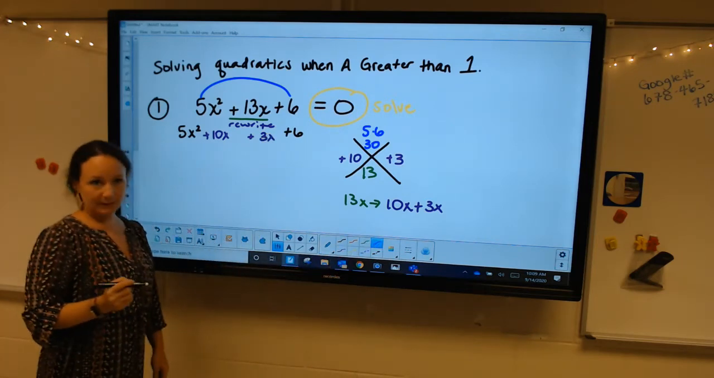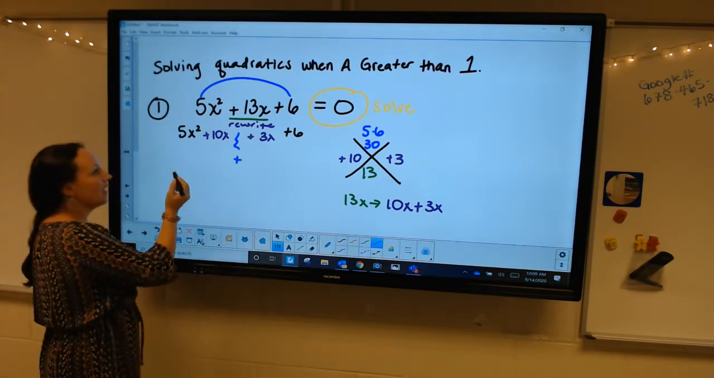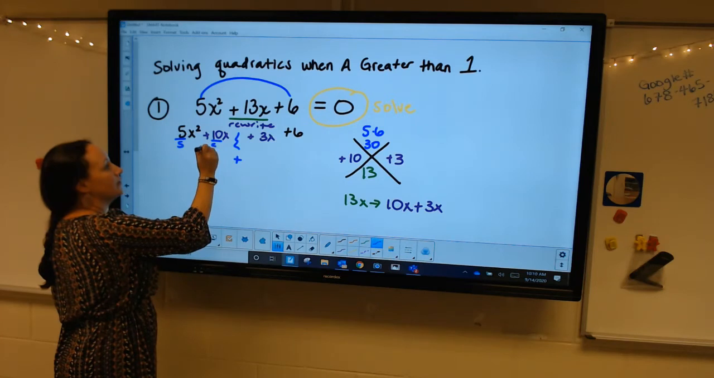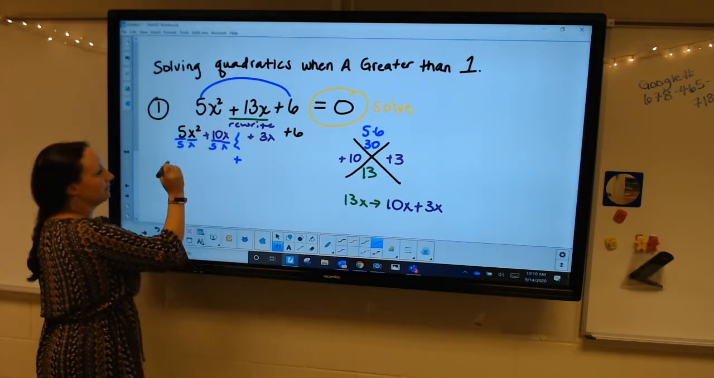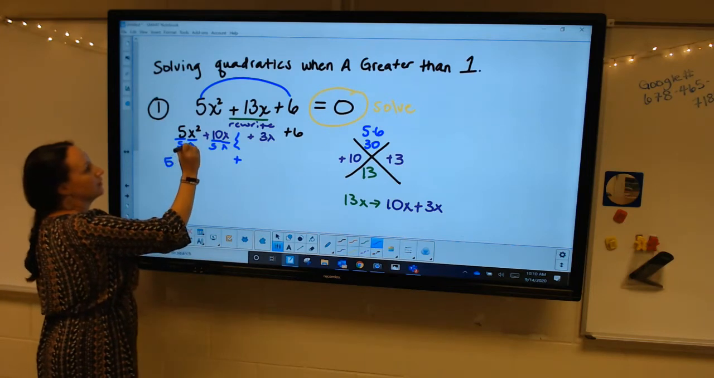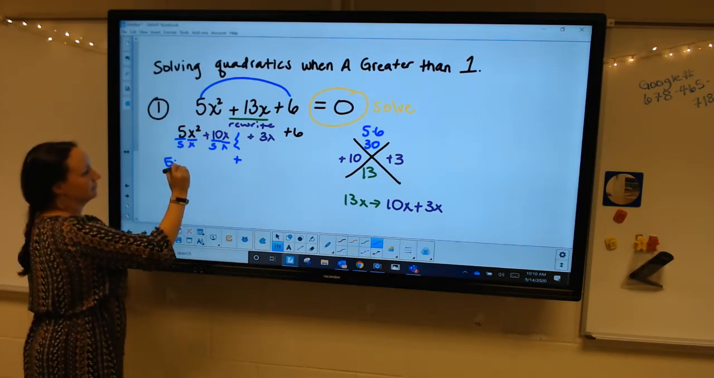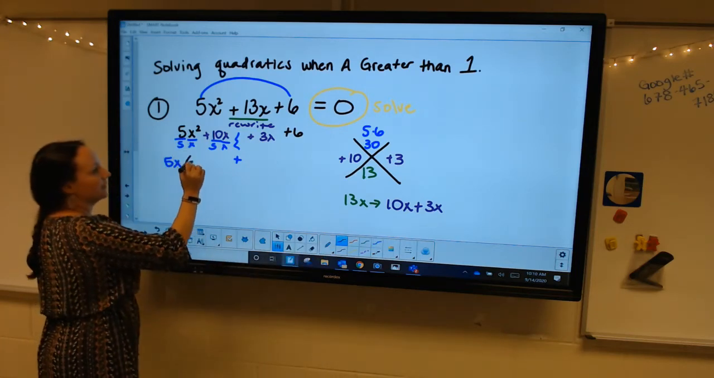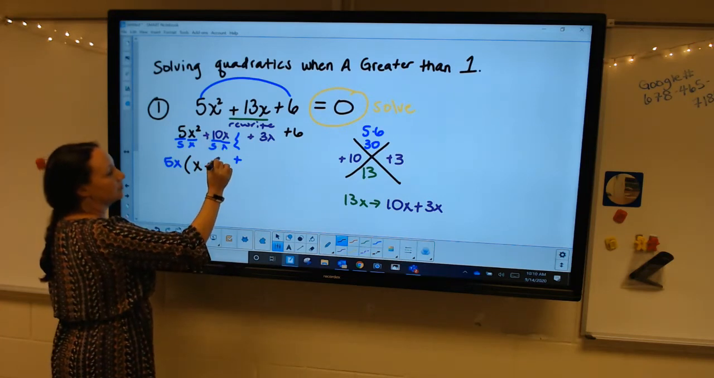I'm going to split it down the middle. 5 and 10 can be divided by 5. They can also be divided by an x. You always have an x in common on this first side. And once I divide that out, I would be left with x plus 10 divided by 5 is 2.